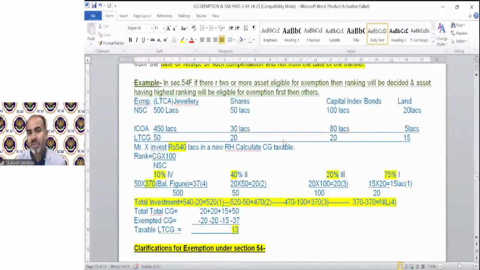Example is there for section 54F. We will discuss that example, but before that, let me take queries.